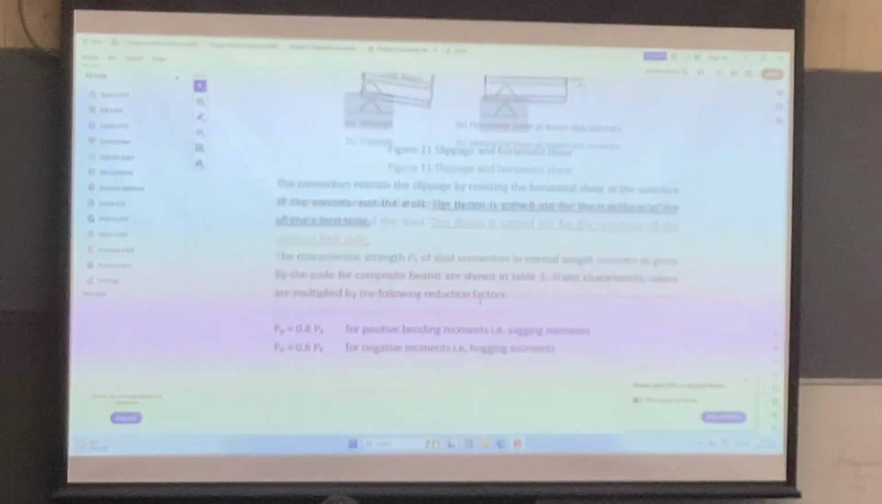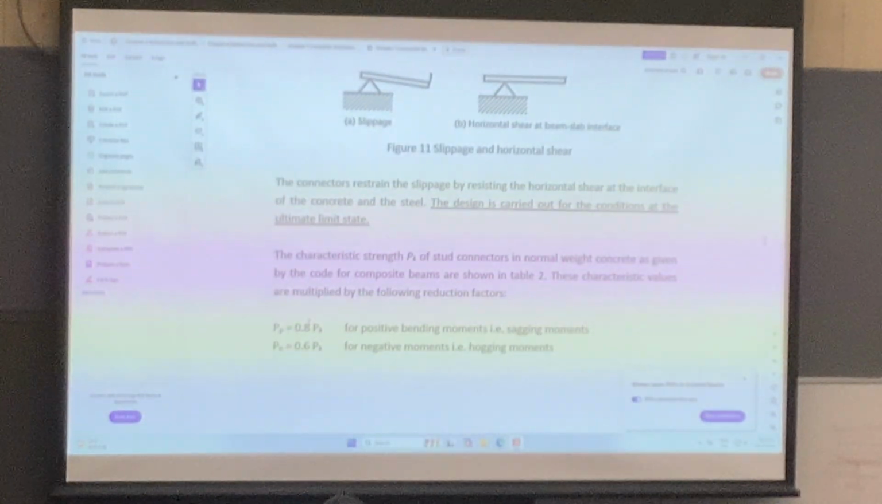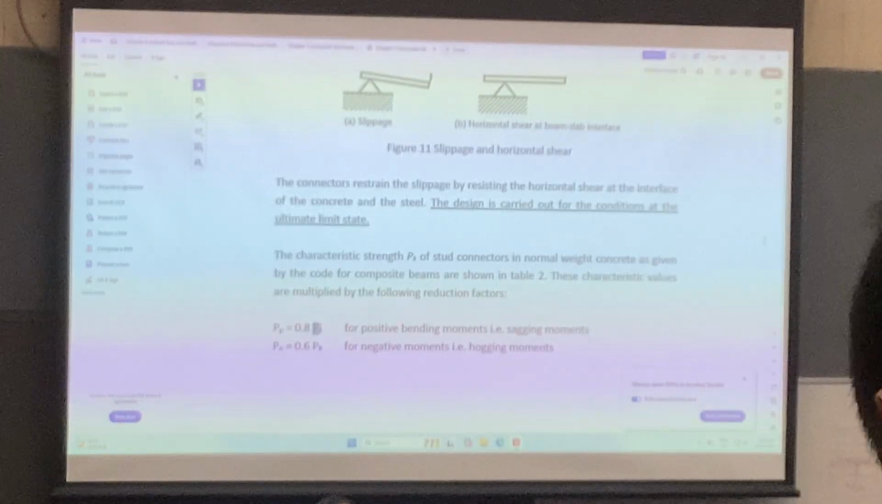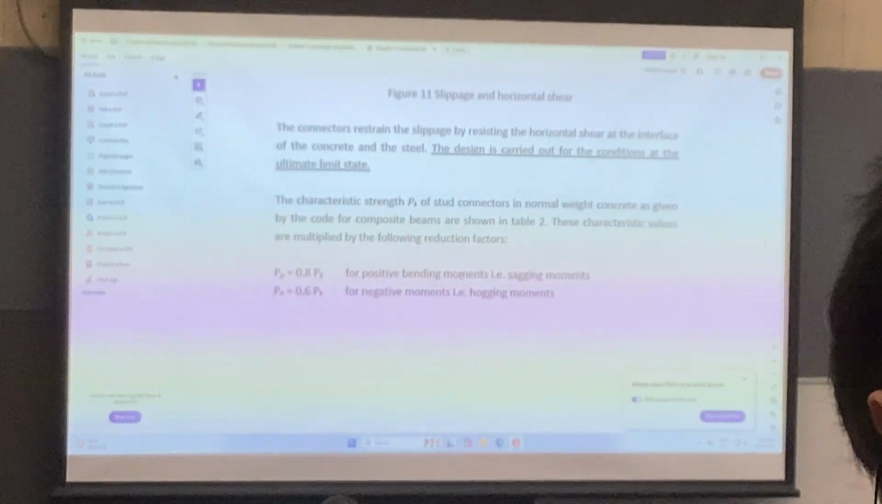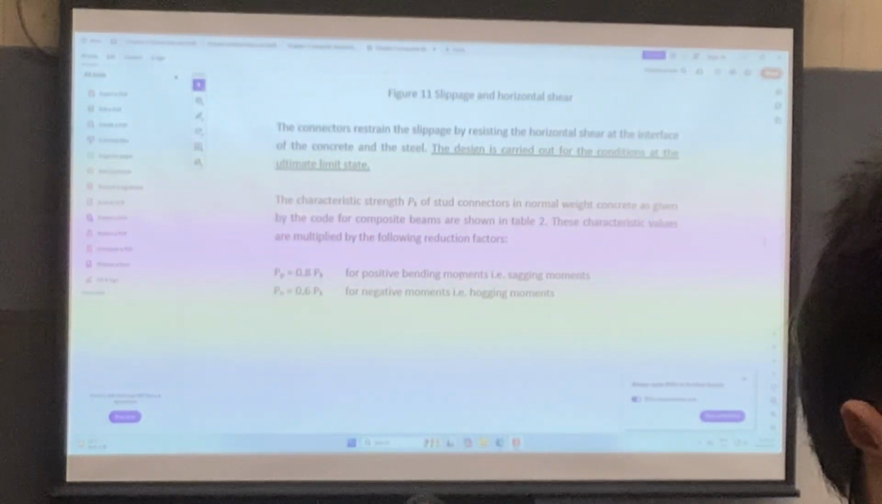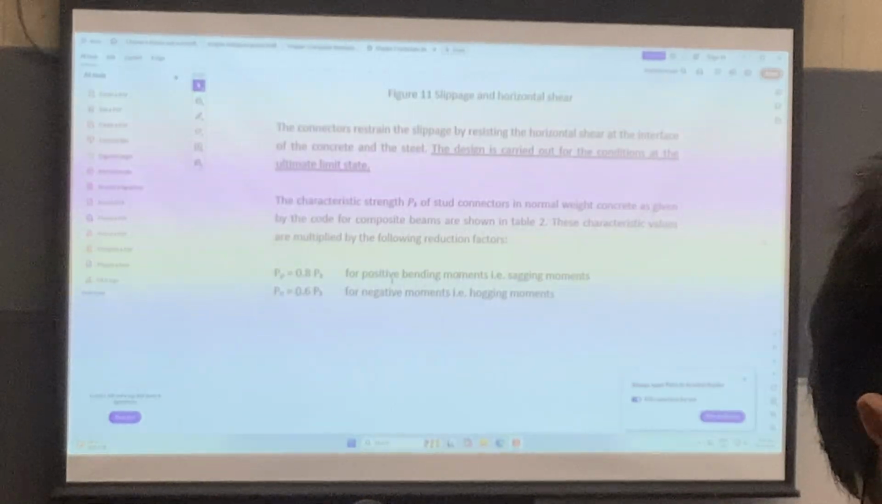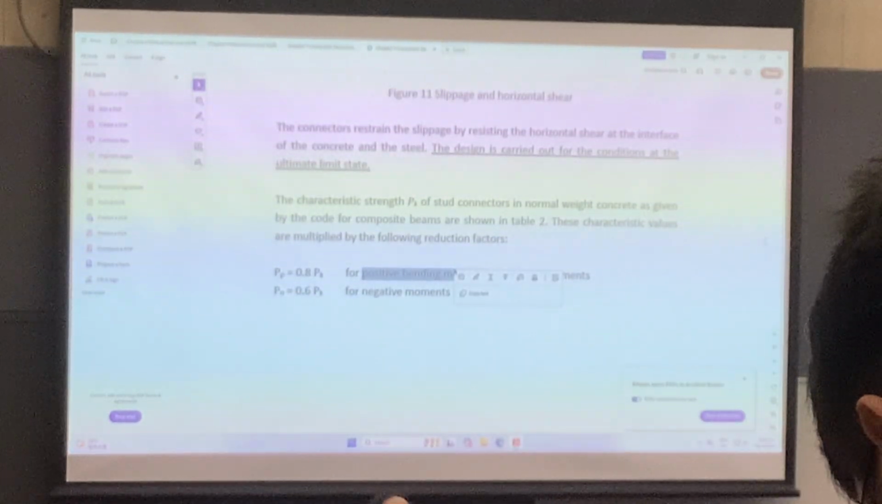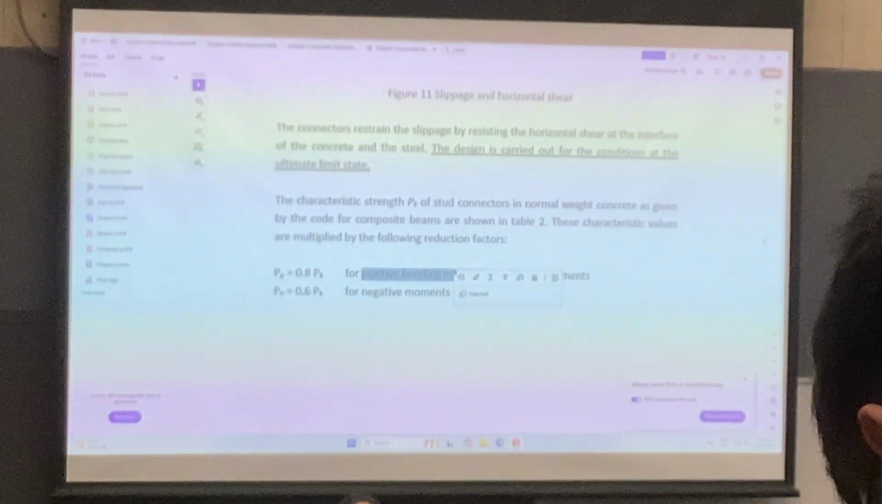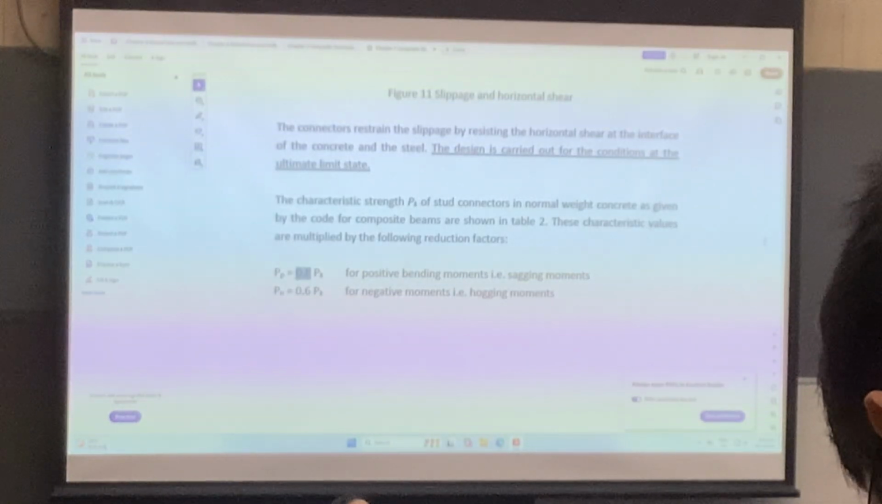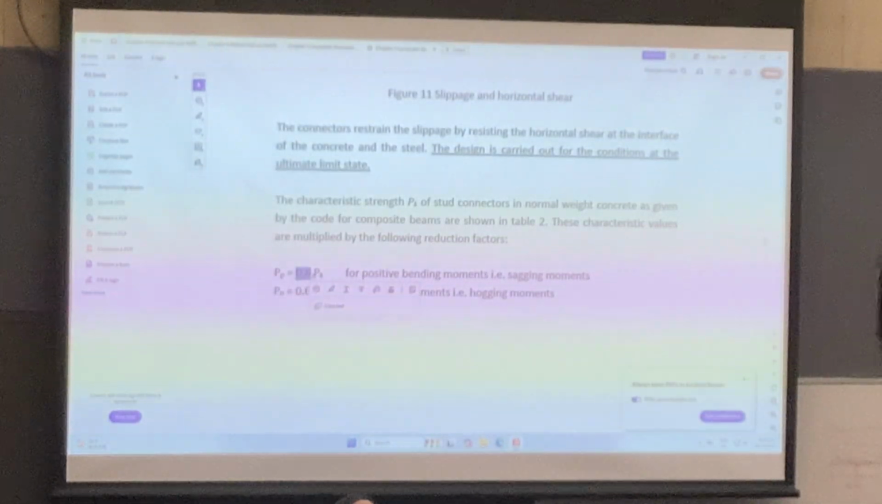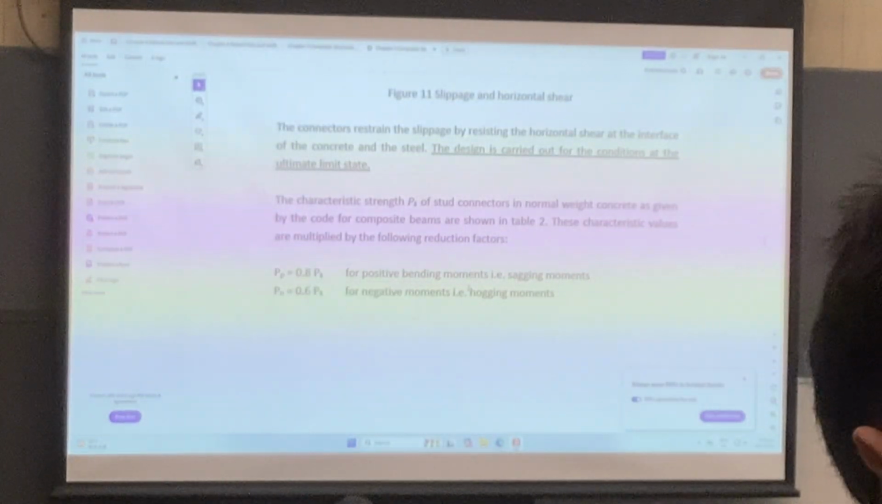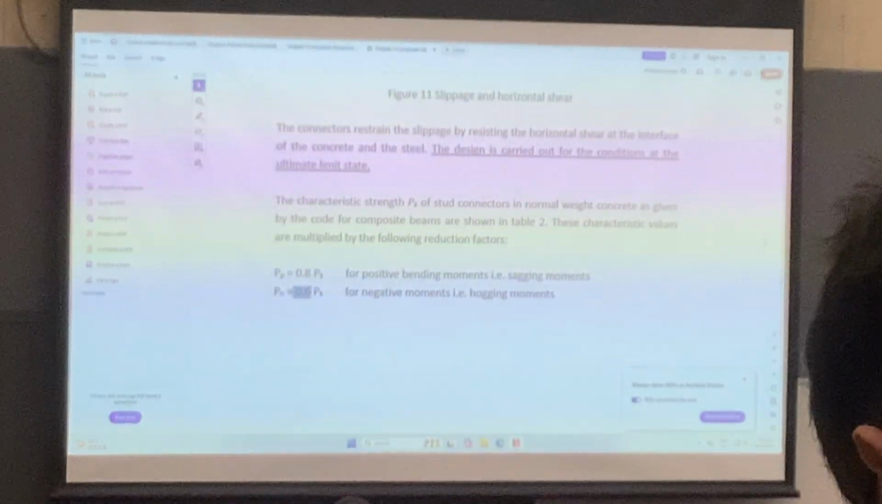Now each shear stud can take a shear equal to PK. You can see that K is the characteristic horizontal load, P. And then it depends on the location of the shear stud. If it is in the positive bending moment, that means it's in the span, then you need to multiply by a factor of 0.8. If it is at the support, that means it is a hogging moment, then you need to multiply by a factor of 0.6.